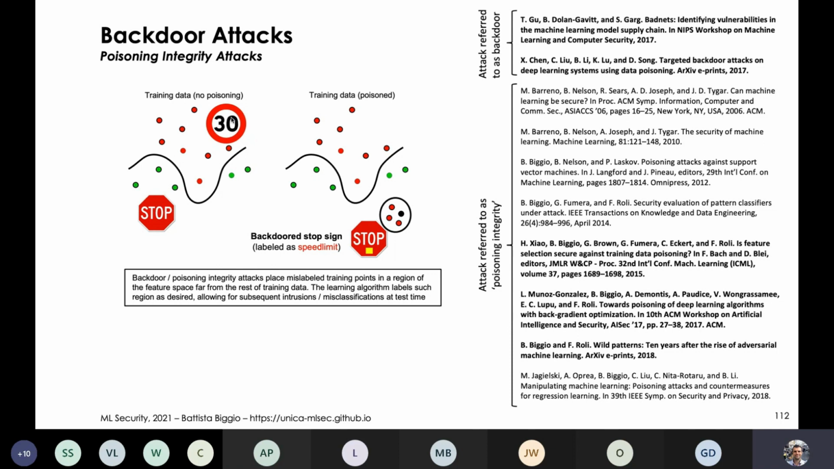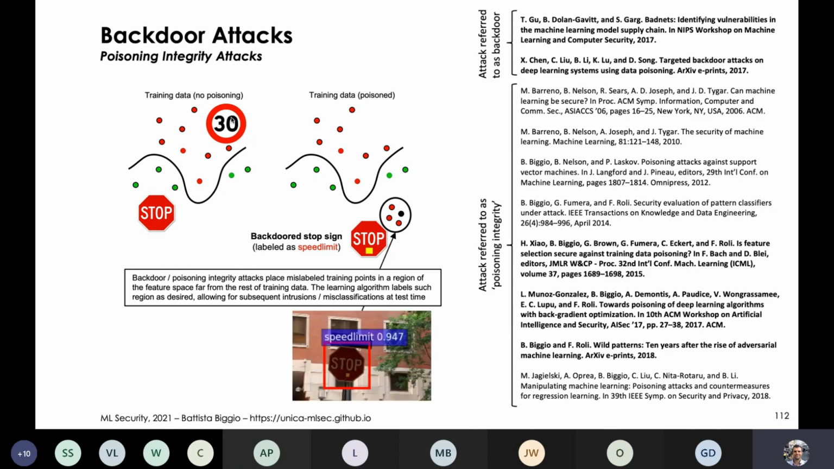Then what happens is that when the model is used during operations, let's say you have a self-driving car with a traffic sign recognition system on board, as soon as the car is presented with a stop sign with a sticker on it, this is classified as a speed limit, as you see here in the picture. Okay, so the idea here is to compromise a system to contain a backdoor, something that an attacker can activate when they want to craft the attack.